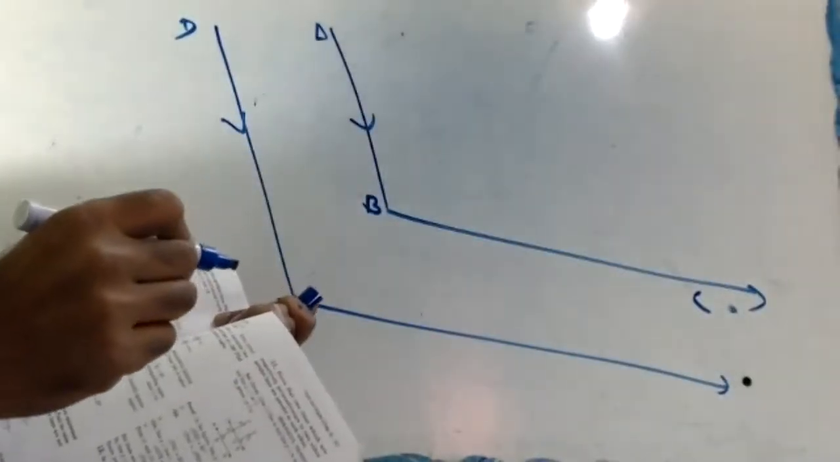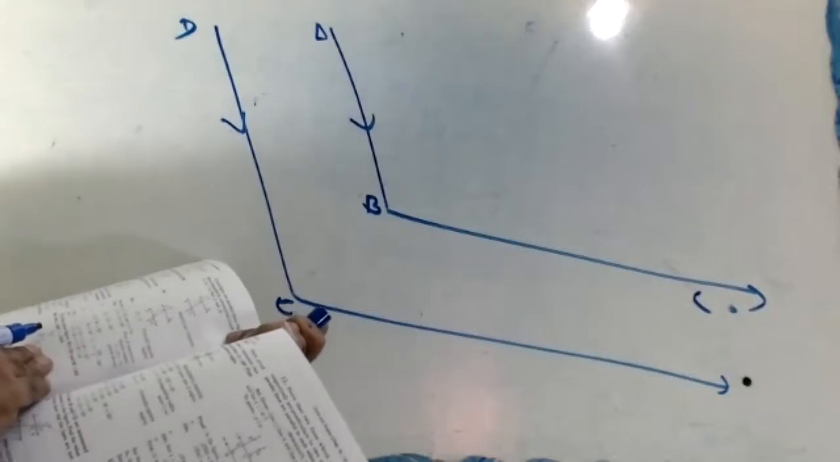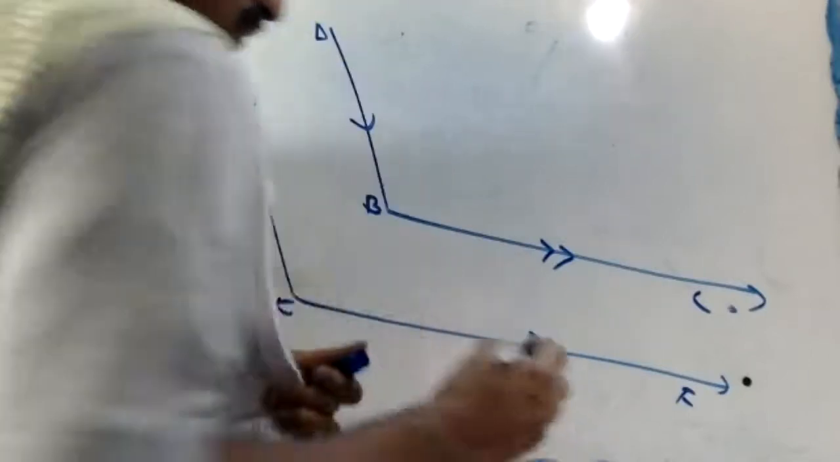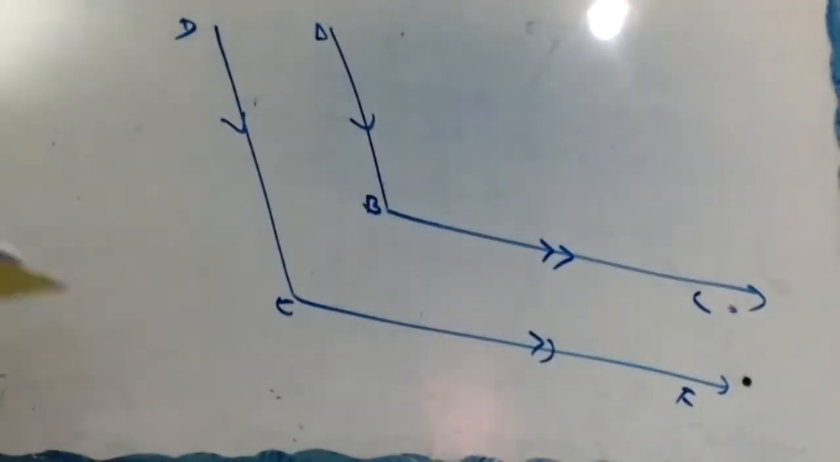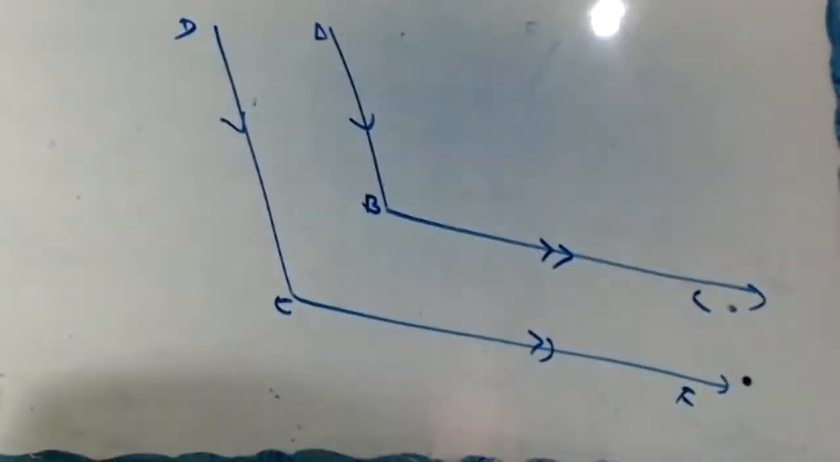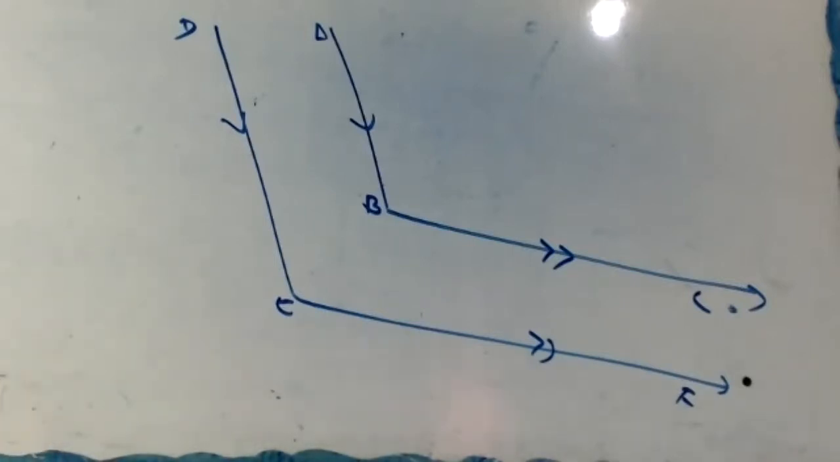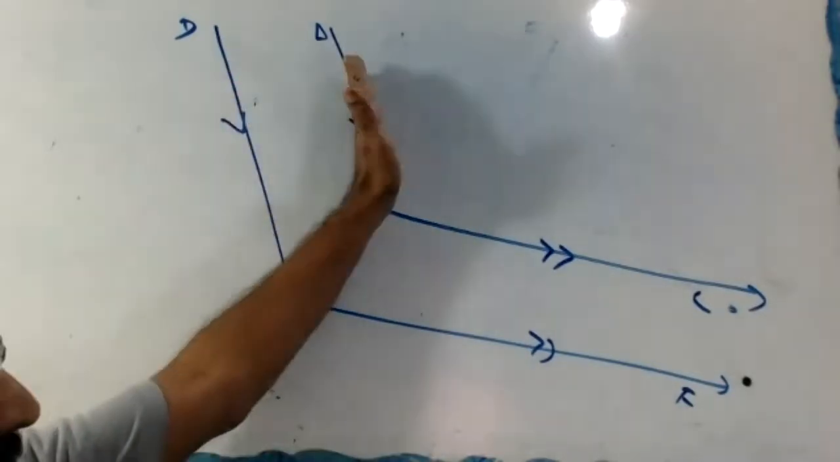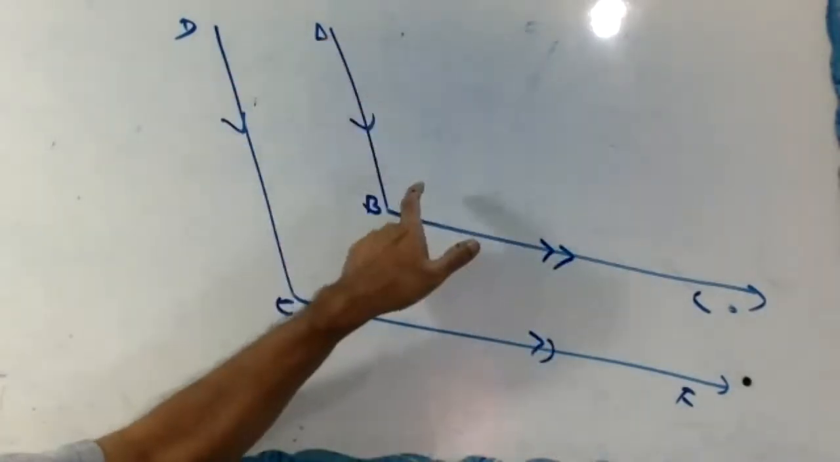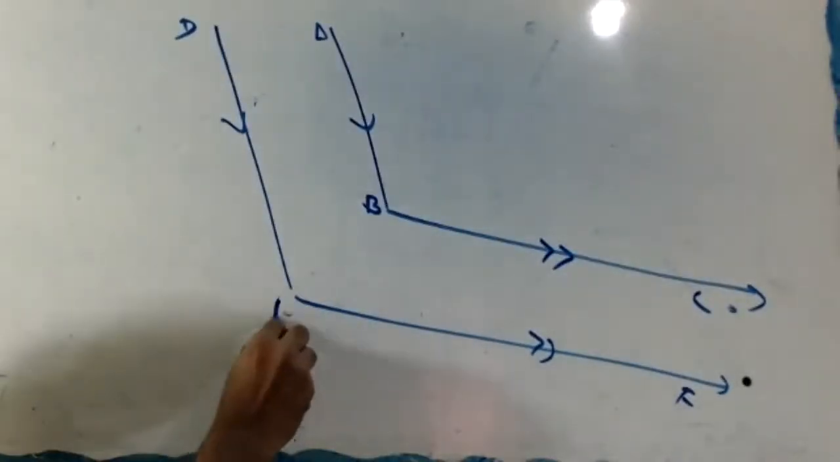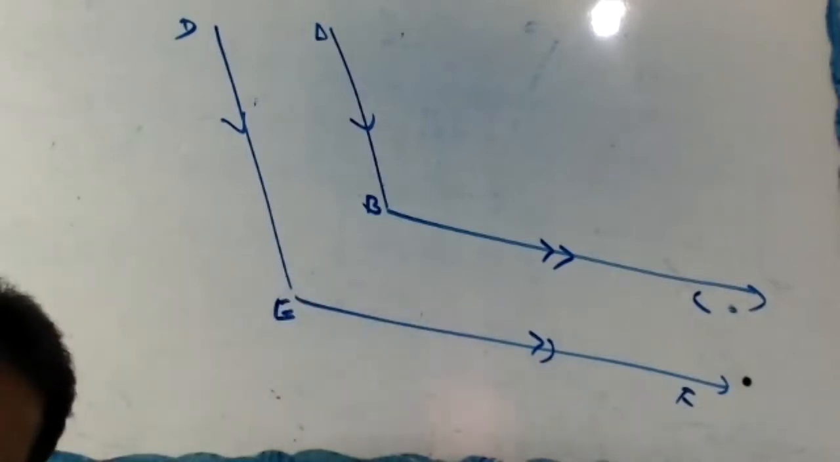Then BC is parallel to EF. This is parallel to this one. Show that angle ABC is equal to angle DEF. This line is parallel here, this is parallel here. Show that angle ABC is equal to angle DEF.